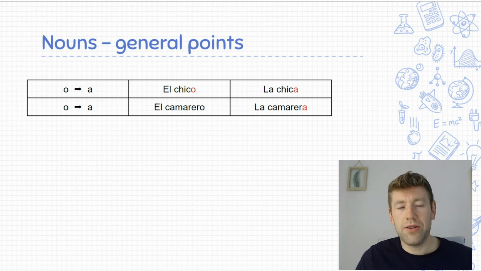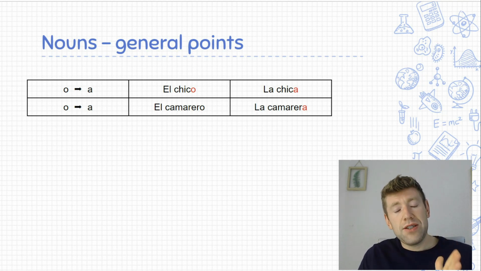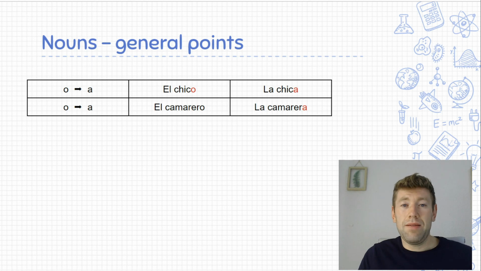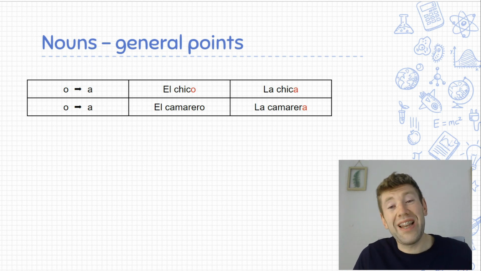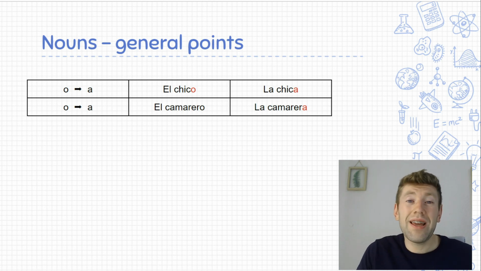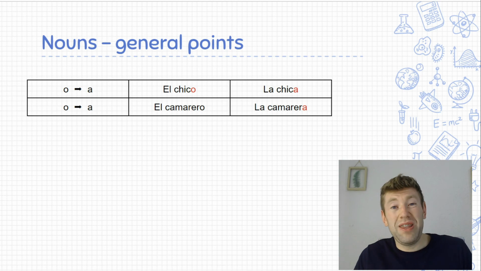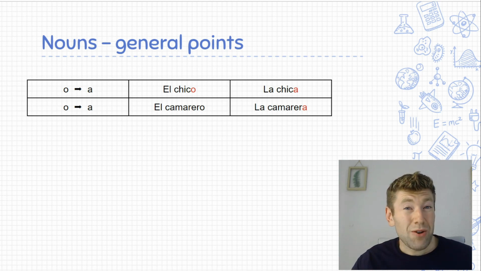Generally, not all the time, the change from masculine to feminine is a simple O to A. So here we can see el chico goes to la chica, or the waiter, el camarero, goes to la camarera, which would be the waitress. But of course, it's not always that simple.